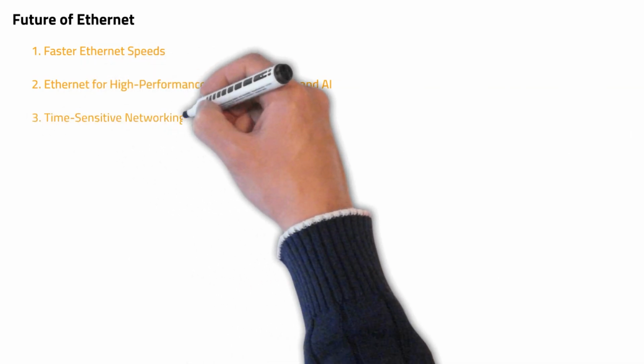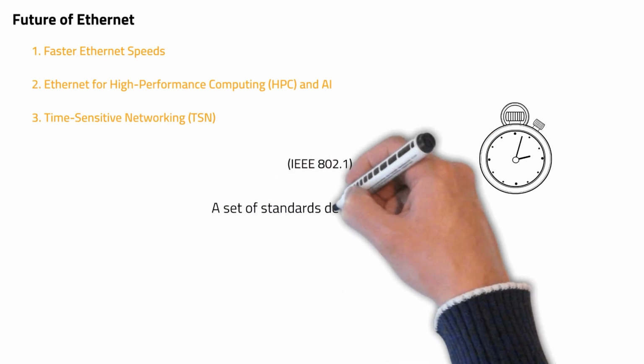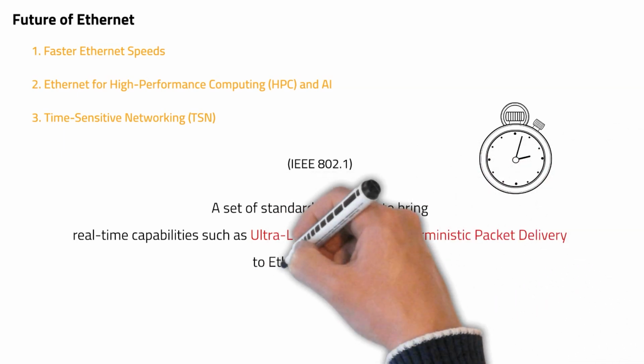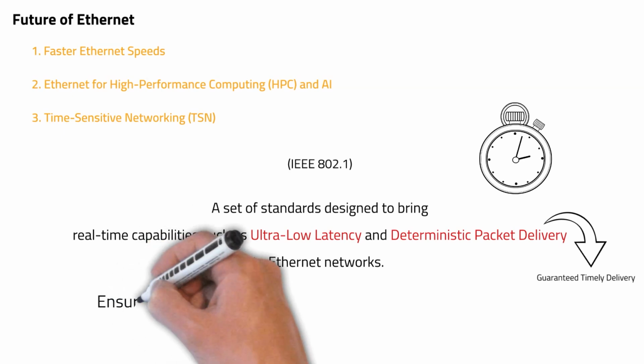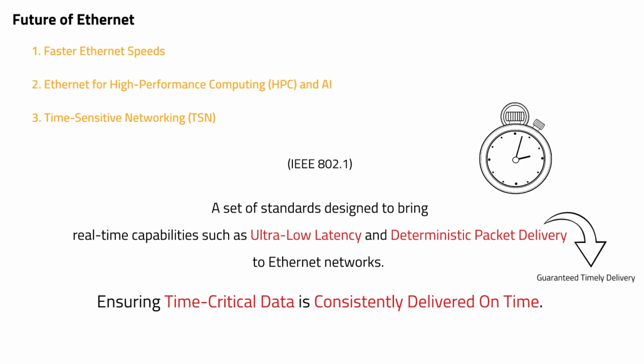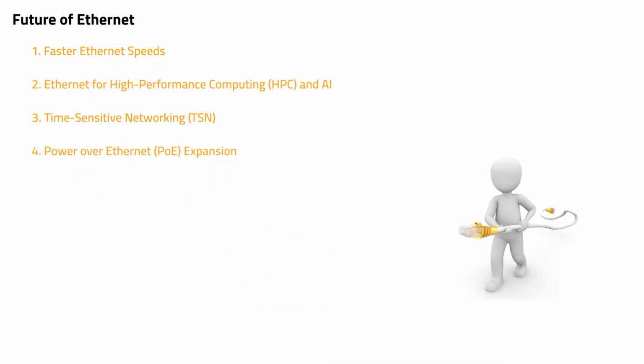The third trend is time-sensitive networking, a set of standards defined by IEEE 802.1, designed to bring real-time capabilities to Ethernet networks where ultra-low latency and deterministic packet delivery are essential. Deterministic packet delivery ensures that data packets are transmitted within a predictable, specified time frame, without significant variation or delay. Time-sensitive networking allows Ethernet to meet the strict demands of next-generation applications by ensuring time-critical data is consistently delivered on time.